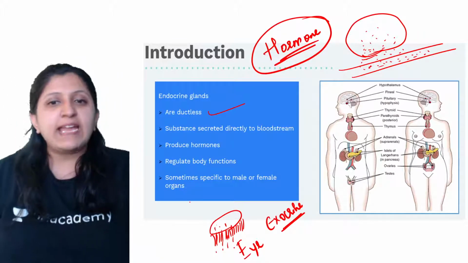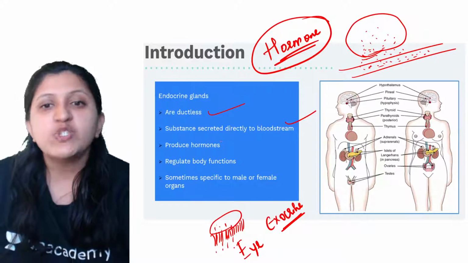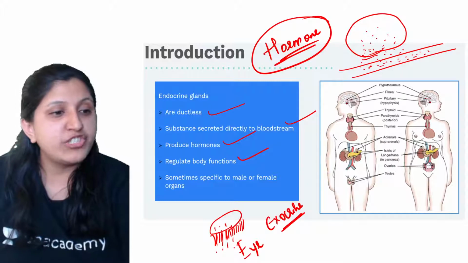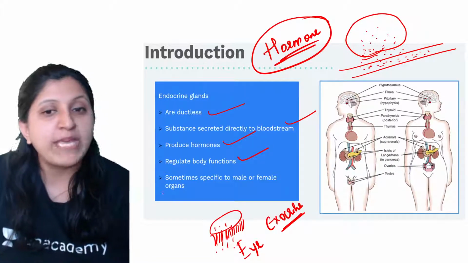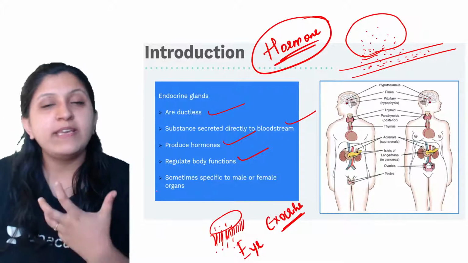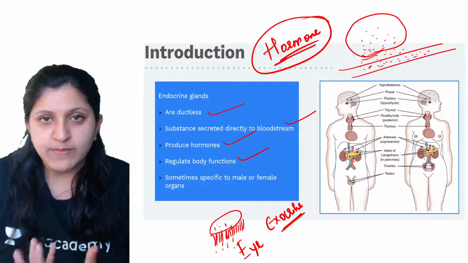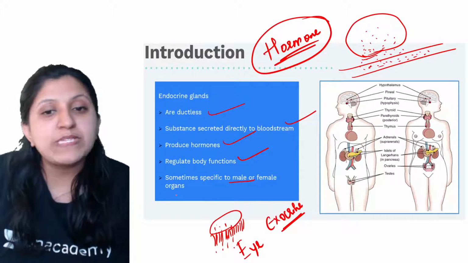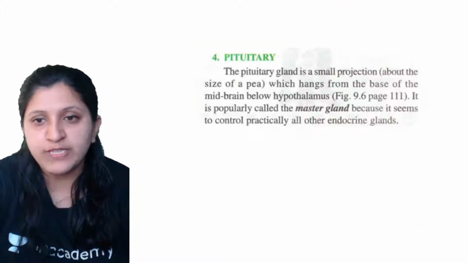After that, the substance is secreted directly into the bloodstream. They produce a hormone and regulate body functions. Many of the functions associated with the body are done by the endocrine glands. Some of these are specific to males and some are specific to females. Now let me explain it with an example.